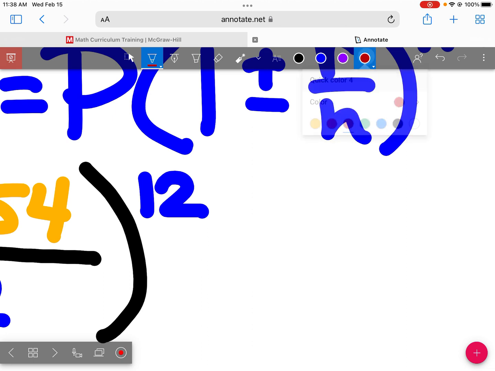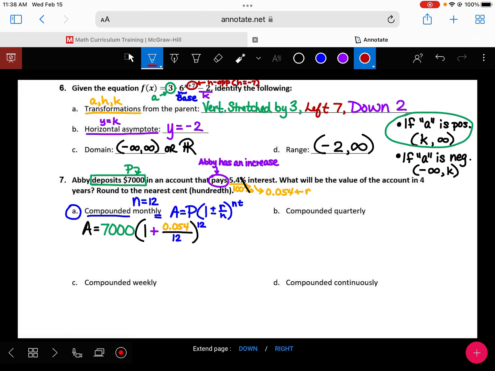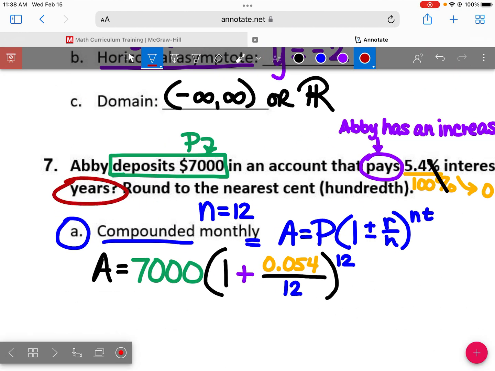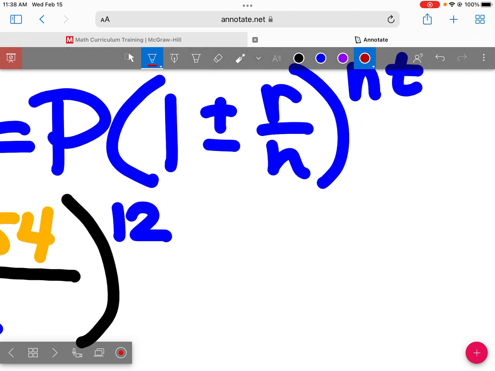One last thing I need here. What is that? T. What is T? 4. Because here it says 4 years. It's kind of split between two lines, but I know it's referencing the time there. So 12 times that 4. So grabbing our calculators, we're going to put it in now.